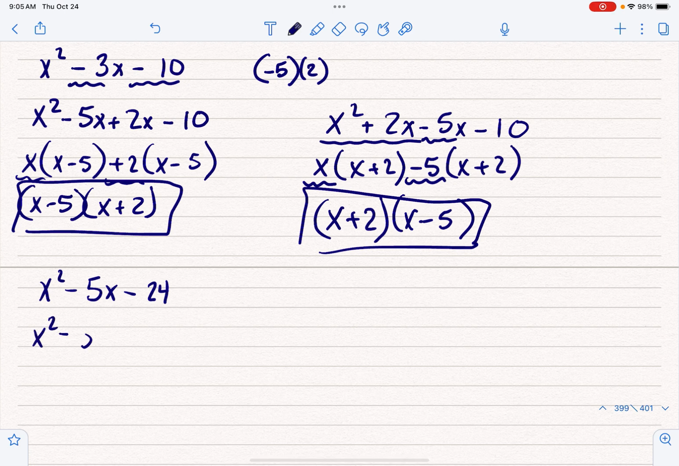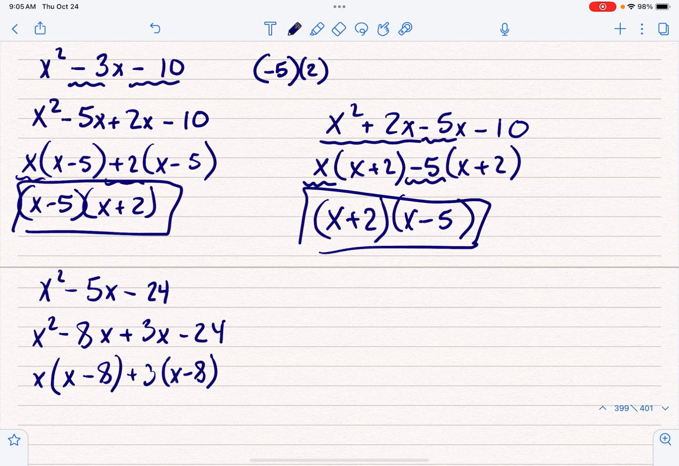So I'd say x squared minus 8x plus 3x minus 24, which then you can factor an x out, which leaves me with x minus 8. You can factor a 3 out, which leaves you with x minus 8. Rather, you bring the x minus 8 to the front. Again, order doesn't matter because I'm multiplying times x plus 3. All right, these are straightforward and simple.